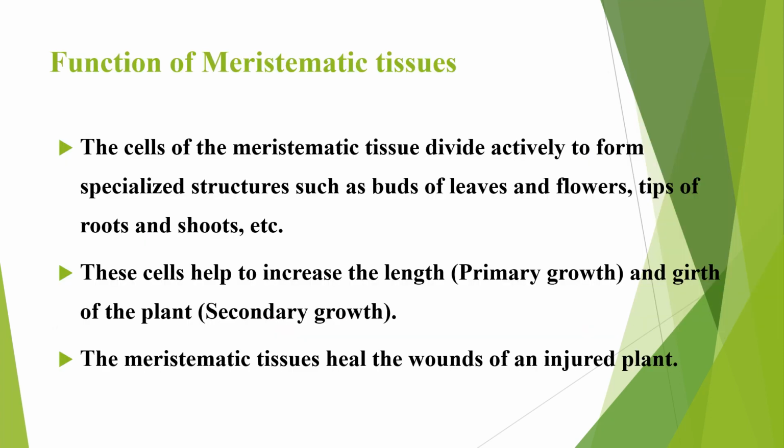Then the function of meristematic tissue. What is the function of meristematic tissue? The cells of meristematic tissue divide actively to form specialized structures such as buds of leaves, flower, tip of root and shoot, etc. Then the cells help to increase the length, that means primary growth, and girth of the plant, that is secondary growth. Meristematic tissue heals the wound of the injured plant.